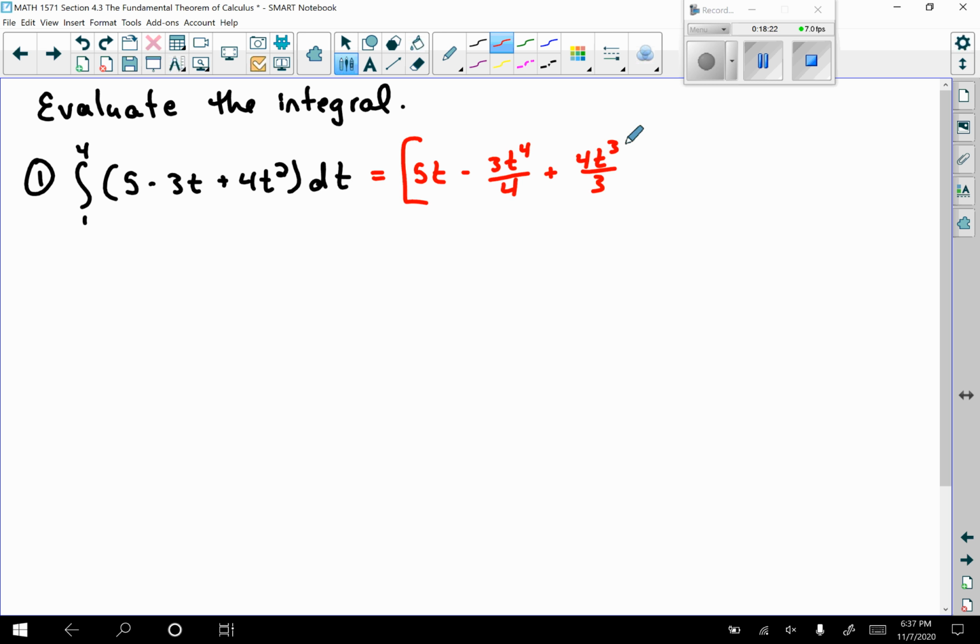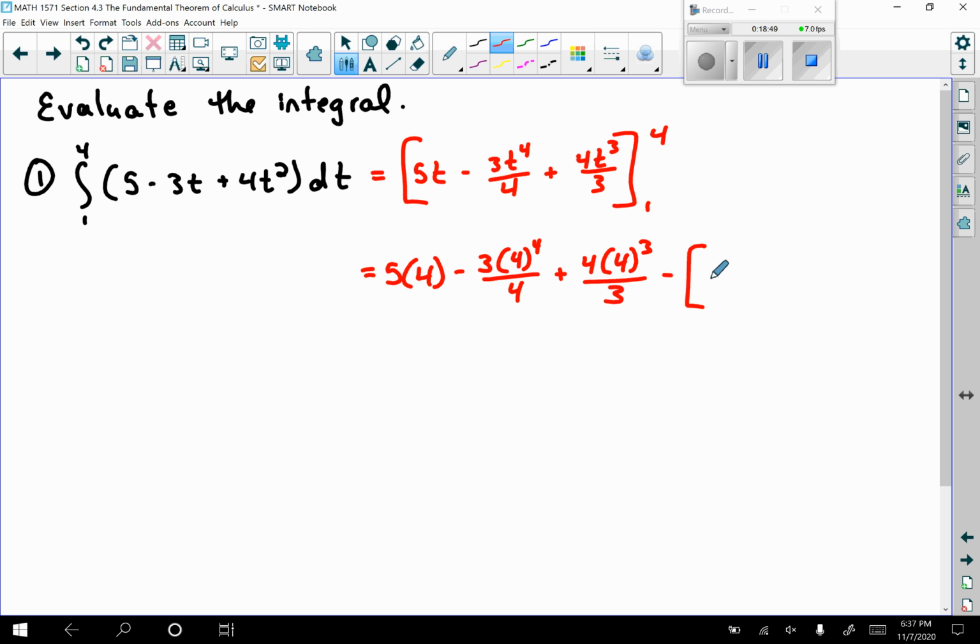Now you could put the vertical line or you could put brackets. It's kind of nice to see brackets around the whole thing, and then we're just going from 1 to 4. So just be very careful watching your fractions, your signs. So we're going to get a 5 times 4 minus 3 times 4 to the 4th over 4. We are going to get into some large numbers here. Plus 4 times 4 cubed over 3.